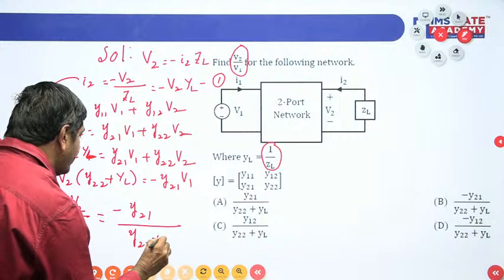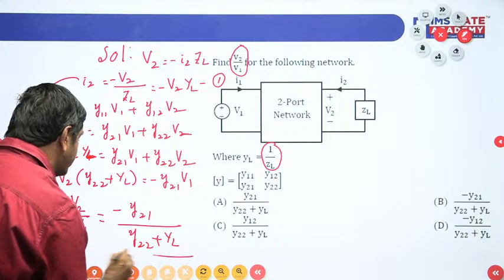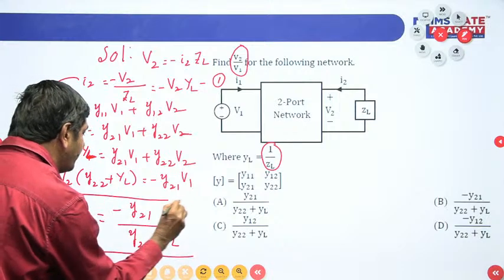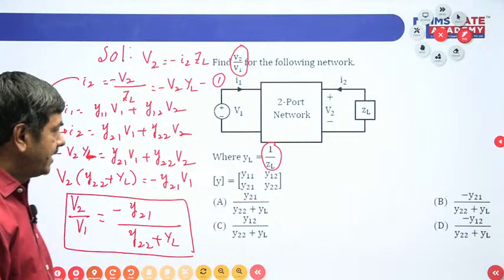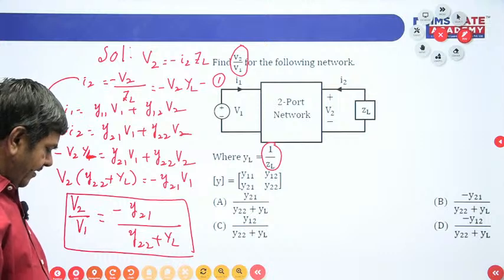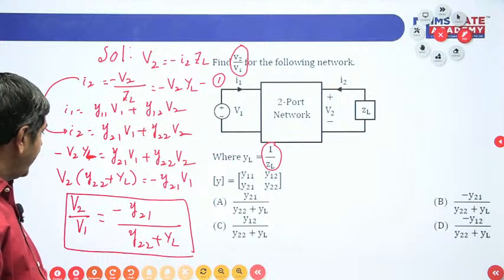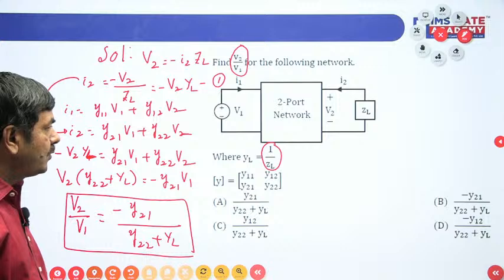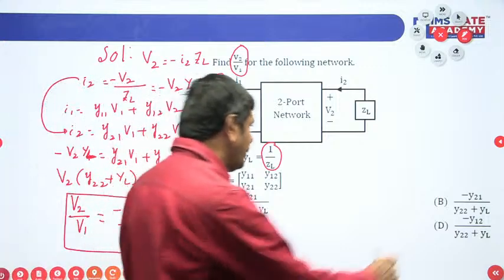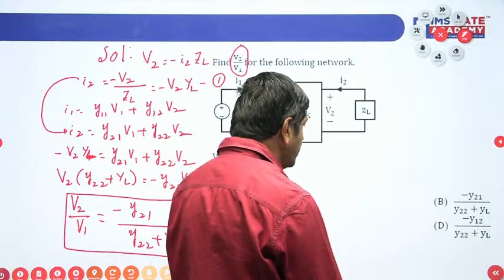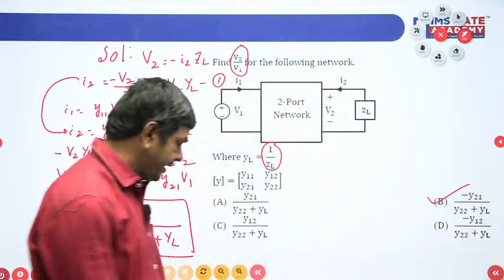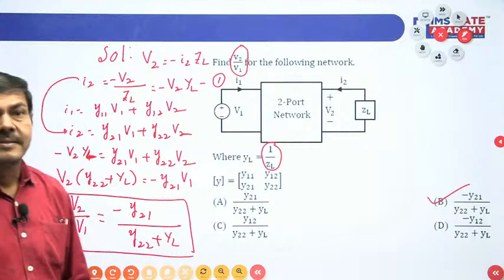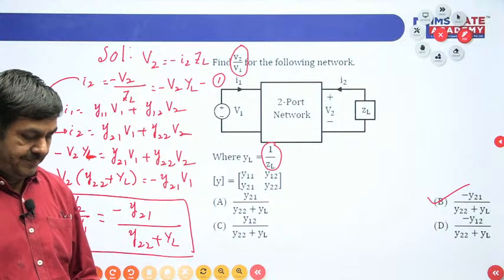Y22 plus YL is what I am getting in this particular problem. That is the ratio, and this is the required solution for this question. Which option is correct here now? From the given problem, we have minus Y21 divided by Y22 plus YL. Yes, option B is correct in this particular problem. This is the way we can tackle this question.